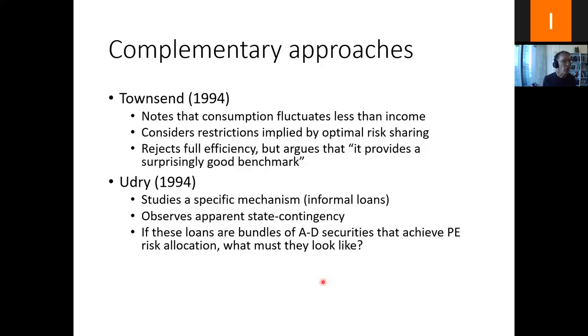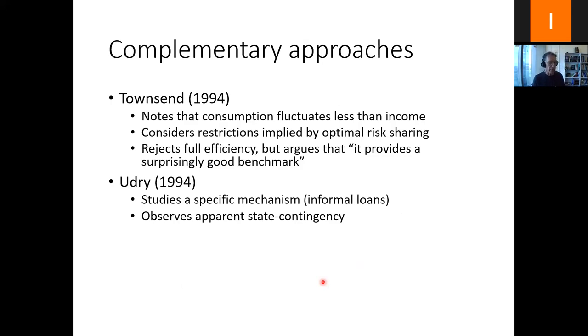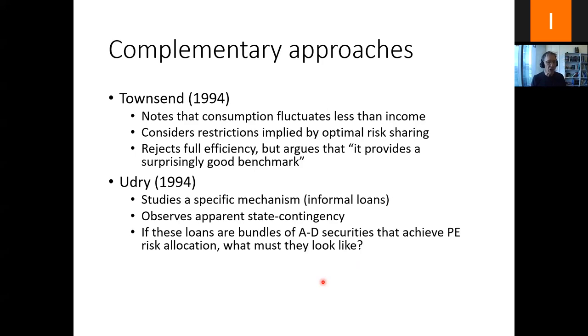And so that looked like real state contingency. It looked like there was insurance embedded in these loans. If lenders make a loan to somebody and then they get repaid a lot when something bad happens to the lender, that's not default behavior. That's some sort of real sharing of risk. And so if these loans, in fact, are bundles of Arrow-Debreu securities, the kind of financial mechanism that Arrow and Debreu described to achieve Pareto efficiency in risk allocation, what must we observe? And so I wrote down a model like that.